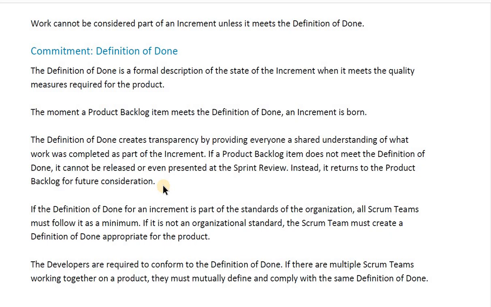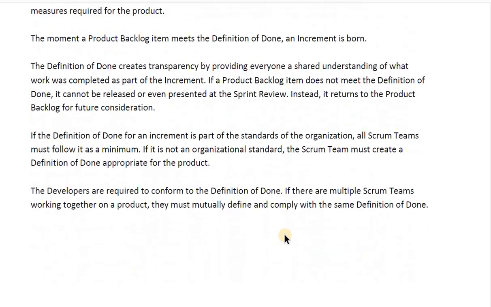A question can be asked: who is required to conform to the definition of done? The answer is the developers. If multiple Scrum teams work together on a single product, they must mutually define and comply with the same definition of done. If a number of Scrum teams are working on the same product, then all the teams should have the same definition of done.